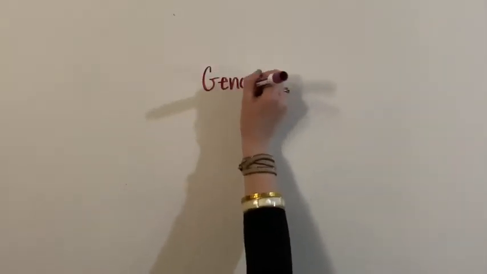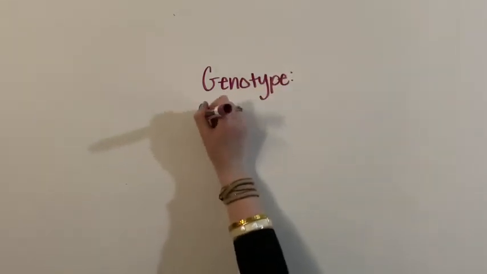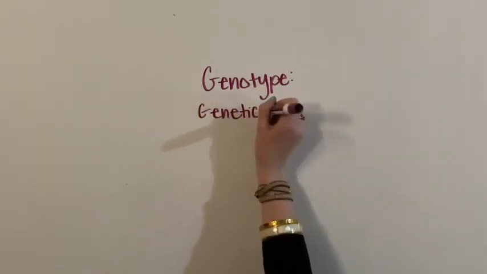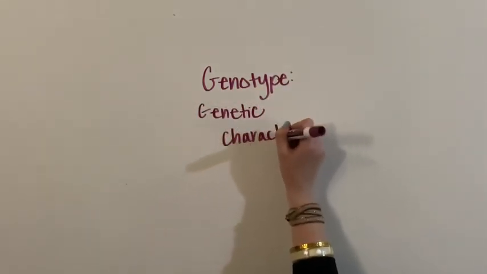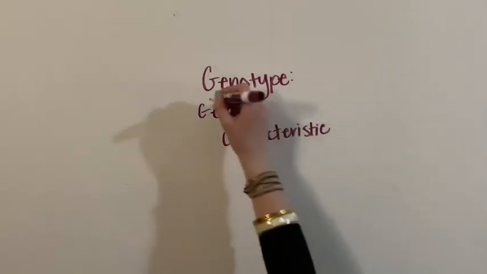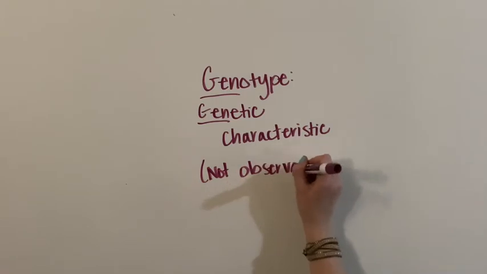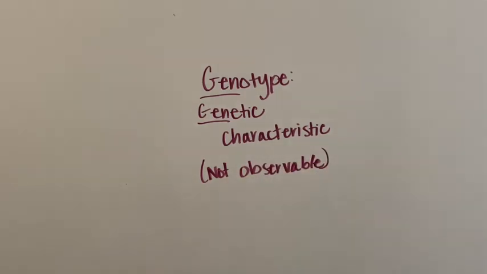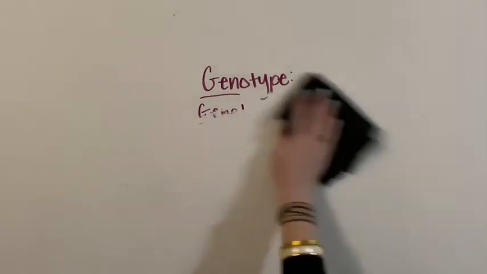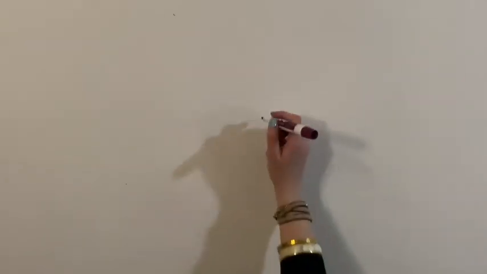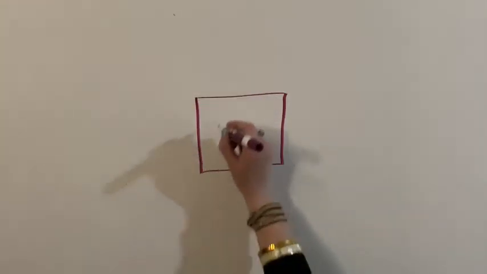The next thing that we need to know for Punnett squares is the genotype. This is simply the genetic characteristic. This is something like if a baby carries a gene for blue eyes but has brown eyes, we don't see that gene. We don't see the recessive gene that they carry. We see the phenotype, the physical characteristic.